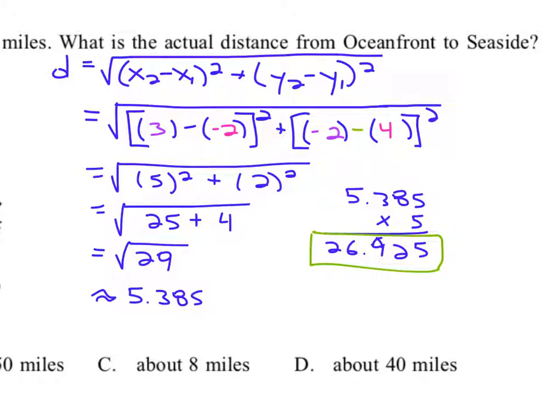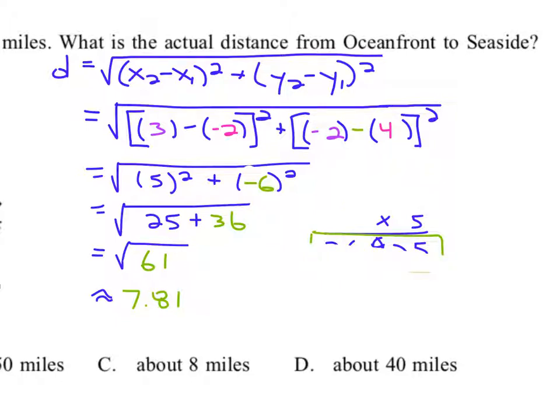So let me go back and change this. This should be -6. And then this should be 36. Which then becomes the square root of 61, which is approximately equal to, let's see, square root of 61, 7.81, approximately equal to 7.81.